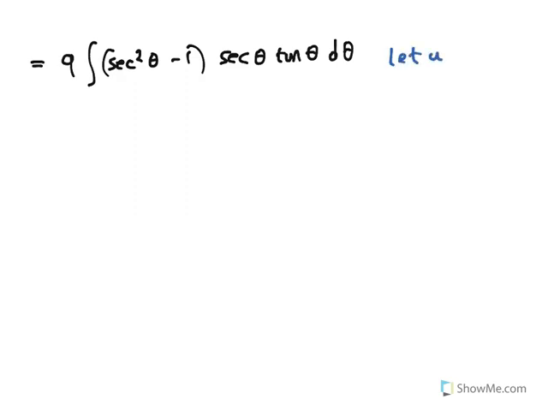Let u be equal to secant theta. Then the differential of u would be secant theta times tangent theta d theta. And this substitution would allow us to change variables to go from theta to u.